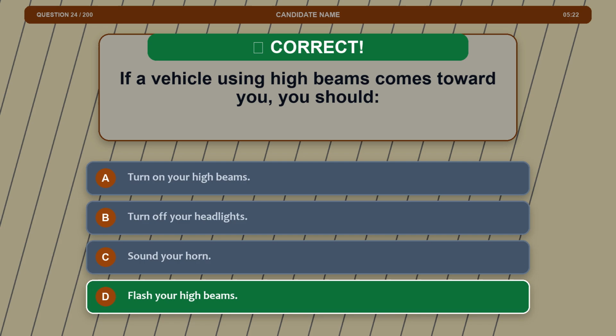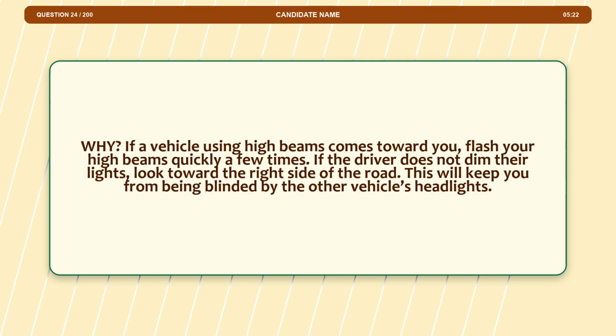The correct answer is option D, flash your high beams. Explanation. If a vehicle using high beams comes toward you, flash your high beams quickly a few times. If the driver does not dim their lights, look toward the right side of the road. This will keep you from being blinded by the other vehicle's headlights.